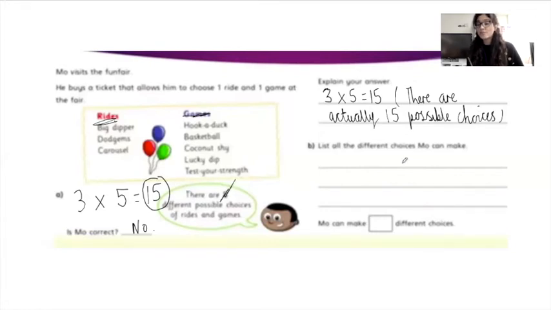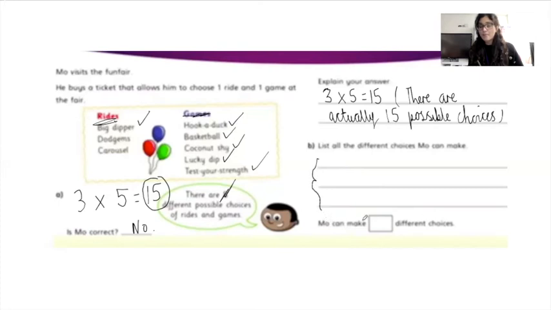Now, list all the different choices Mo can make. That's just a case of writing down what ride goes with which game. For example, the Big Dipper: because the ticket only lets him go on one ride and one game at a time, if he was to go on Big Dipper, which games could he play? He could go on Hook a Duck and Big Dipper. He could go on Big Dipper and basketball. He could ride the Big Dipper and then play Coconut Shy. He could ride the Big Dipper and then have a go at Lucky Dip. He could ride the Big Dipper and then have a go at Test Your Strength. So it's just a case of writing down all those different choices in this section here.